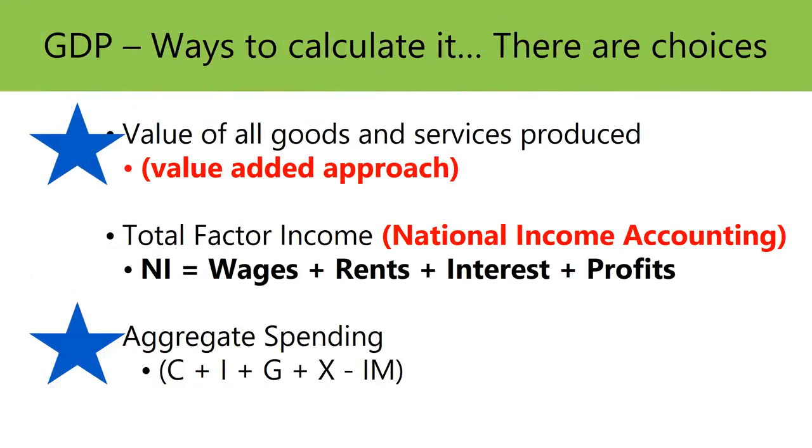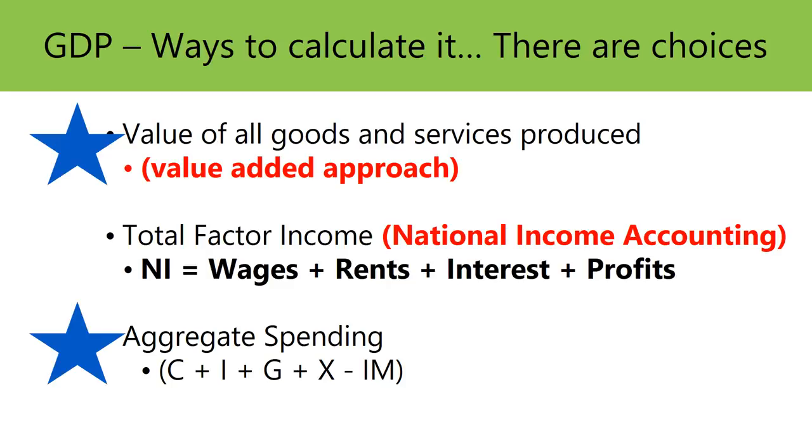So there's two ways to calculate this that we're not going to really talk a lot about, but one that we are. So we're going to look at what we call the value of all goods and services produced. That's called the value-added approach. Value-added is a good approach, but we're not going to really focus on that because it's hard to come up with some numbers. The second one is what we call a total factor income or national income accounting method.